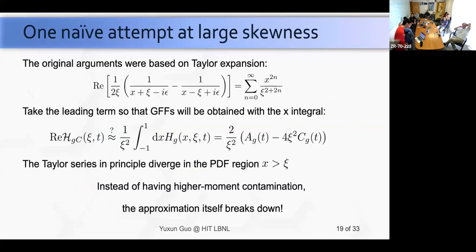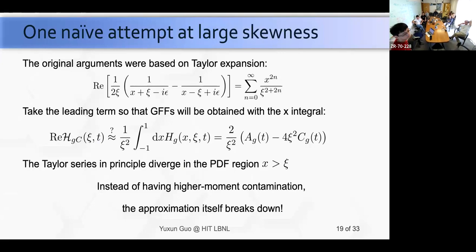The original argument is based on the Taylor expansion. The idea is that if you look at this Wilson coefficient, let's suppose that C is large enough, it's 1, you can perform the Taylor expansion. That basically looks like this. Nothing complicated. And if C is large, you can basically take the leading terms in the Taylor series, approximate the leading terms, and plug them into the convolution. For that, you will basically get the moments of the GPD like this. And this actually reduces to gravitational form factors.